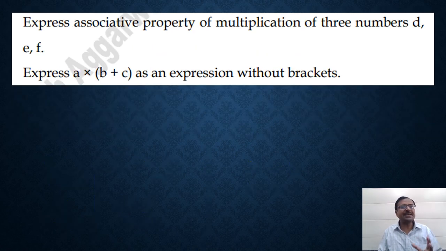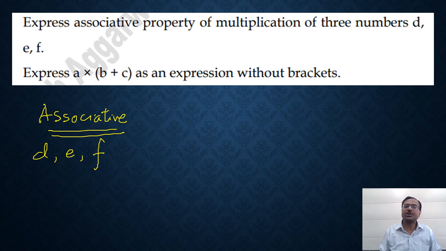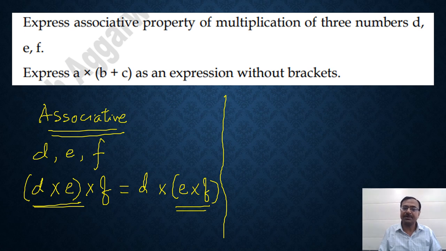Some properties are there in this chapter and you need to understand them well. So let's understand the associative property first. Associative property can be used for multiplication and for addition. When you have three numbers d, e and f, you can use the associative property of multiplication. If you multiply the first two and then whatever product you get, multiply that by the third, you will get the same product if you take the product of the second and the third and then multiply it by the first. See the use of brackets there. I have put first and second in the bracket here, second and third in the bracket here, but it won't make a difference. And this is called the associative property of multiplication of three numbers.